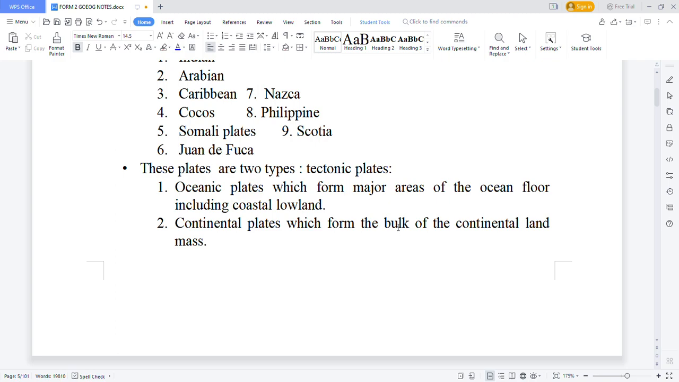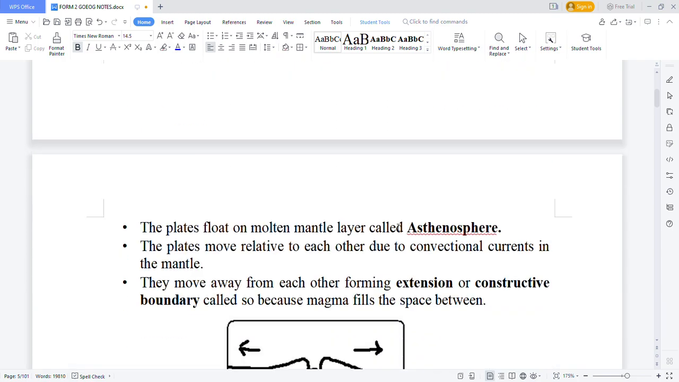These plates are divided into 2 types. You have oceanic plates, which form major areas of the ocean floor, including coastal lowland. Then we have continental plates, which form the bulk of continental land mass.